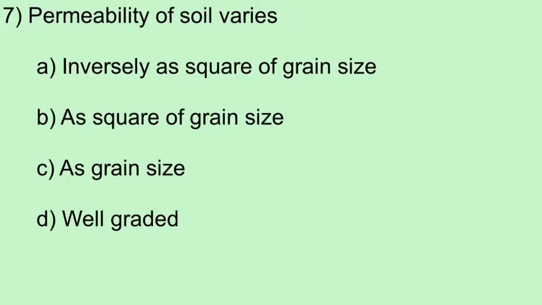Next question, permeability of soil varies: option A, inversely as square of grain size; option B, as square of grain size; option C, as grain size; and option D, well graded. Permeability of soil varies as square of grain size. We know that permeability is proportional to D10 squared, the equation being k equal to C D10 squared. So here it is varying as the square of grain size.